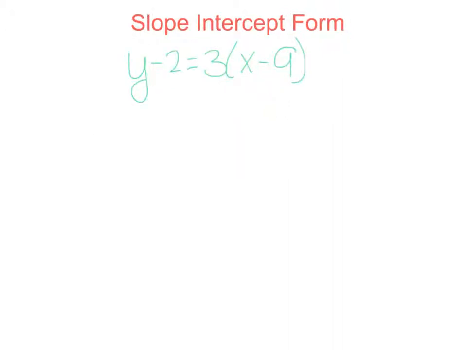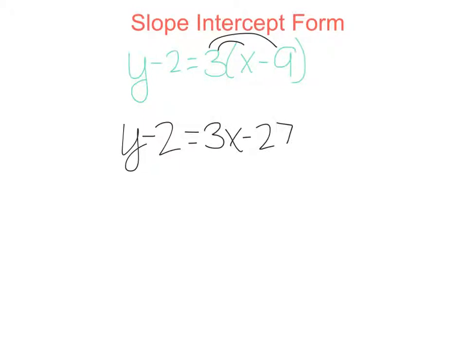To change the equation into slope-intercept form, we first distribute the 3 to the x and the 3 to the negative 9. So we have y minus 2 is equal to 3x minus 27. And then we add the 2 to each side. So we have y is equal to 3x minus 25.